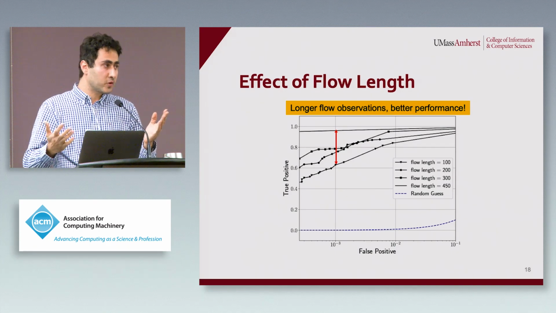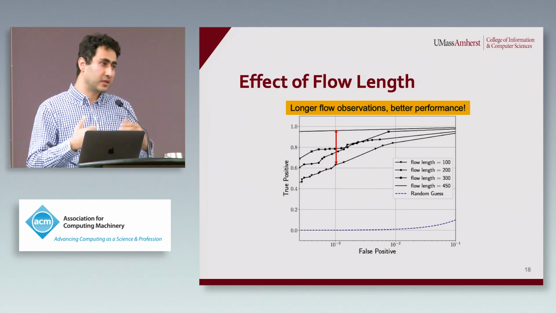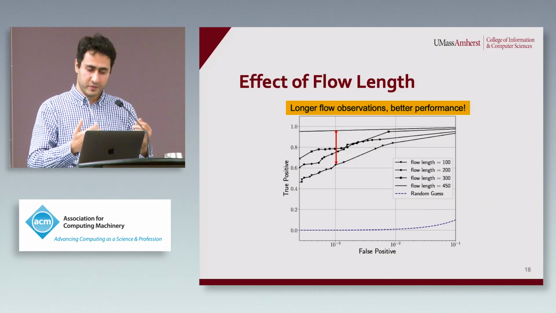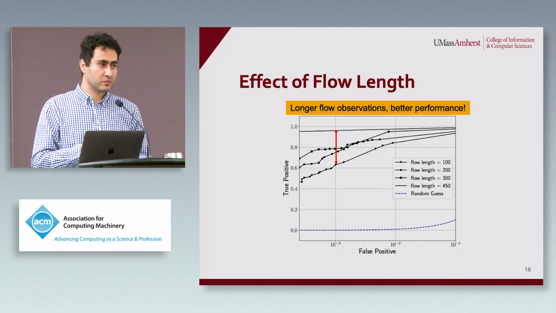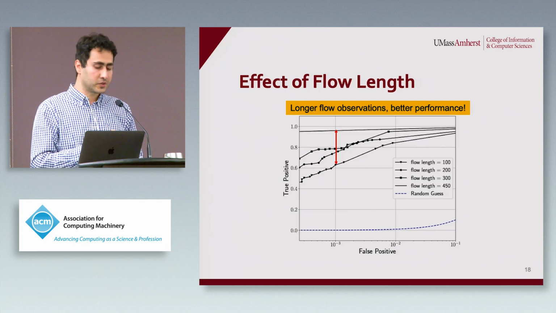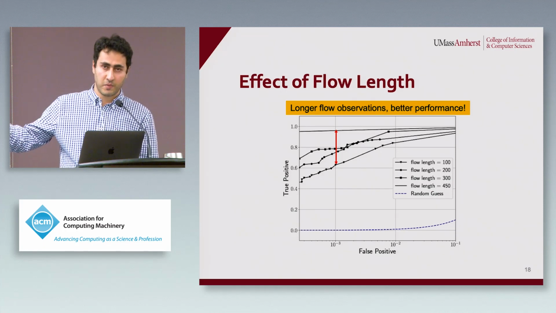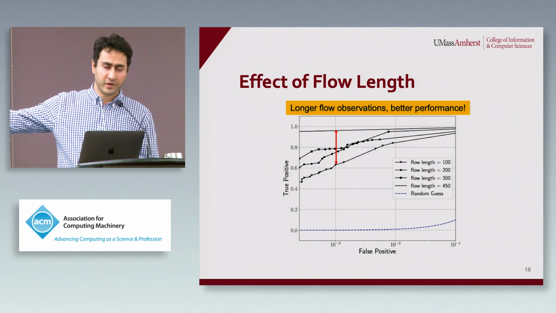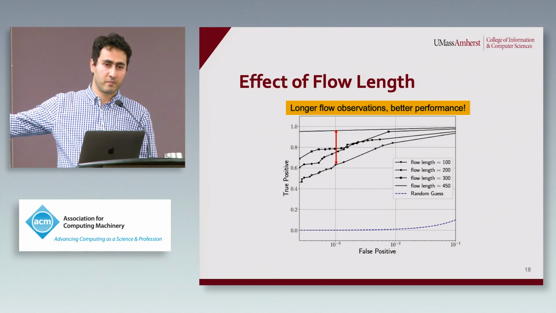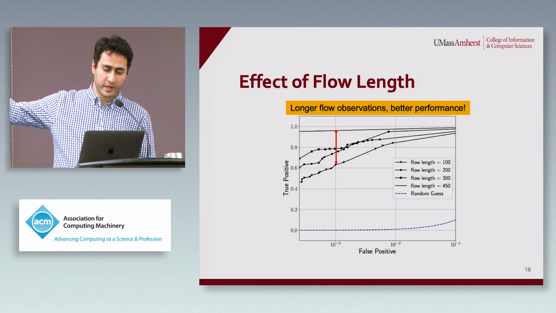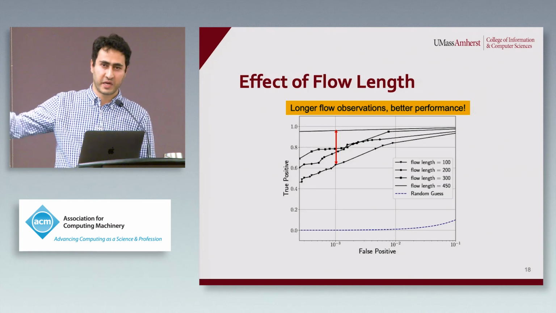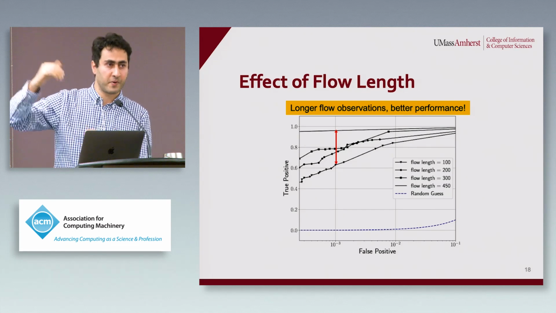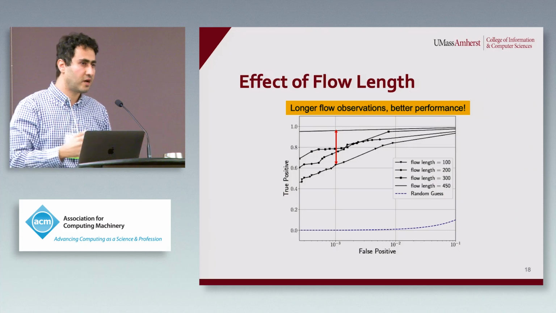Like any other flow correlation scheme, you can imagine that longer flow observations should improve the performance of the model. So we see that the lowest line is when we only use 100 packets from each flow, and the top line is when we use 450 packets. You see that there's a big jump when we increase the length of observation.